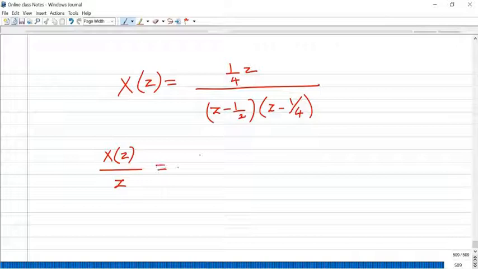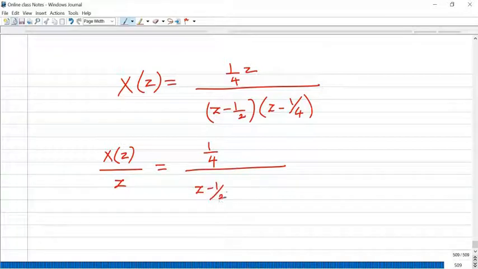So X of z by z equal to 1 by 4. Suppose z term is not there here. So what to do? You multiply z in both numerator and denominator, and then take that particular numerator z to the left side of the denominator. Okay. So 1 by 4 z minus 1 by 2.